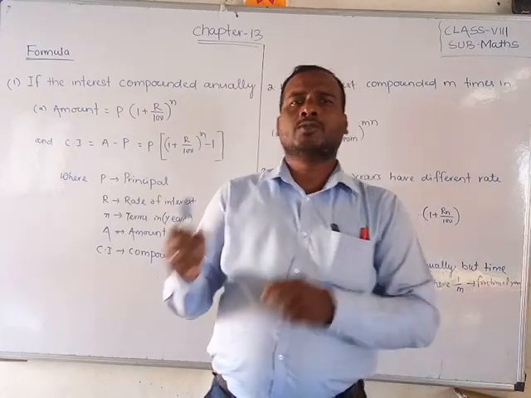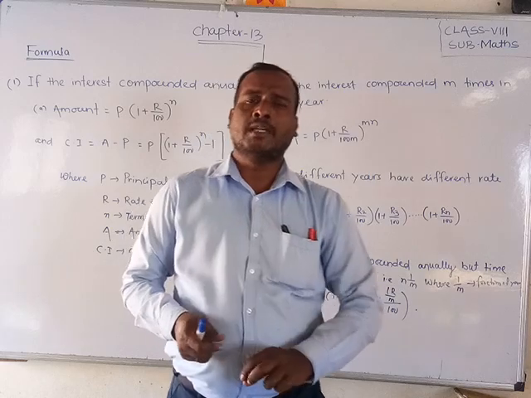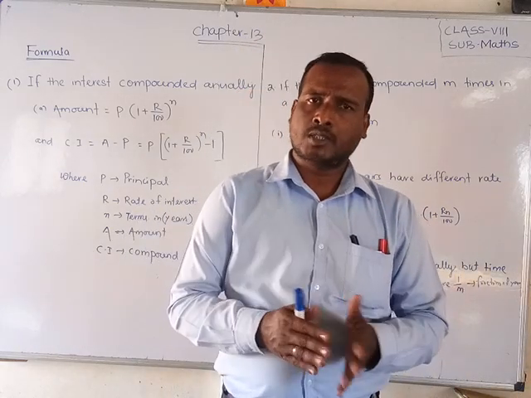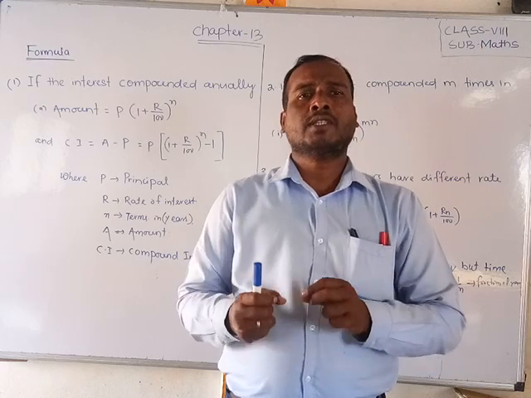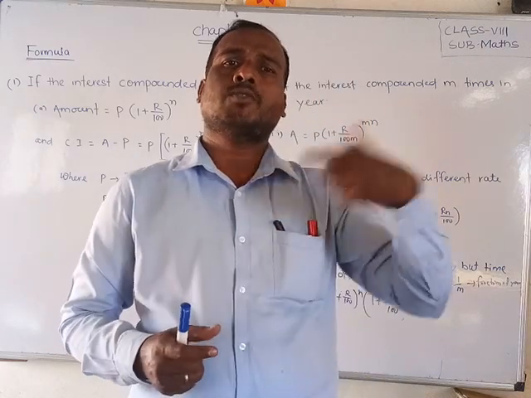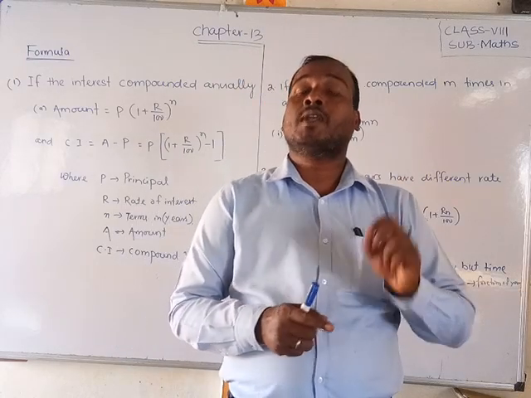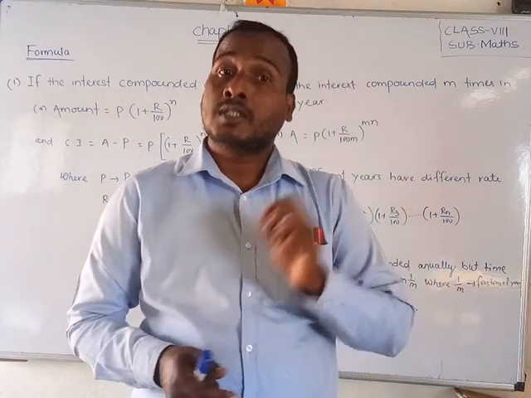According to the instruction, if it is given yearly, then at the end of every year you have to calculate the simple interest. Then whatever interest you get, you add it to the principal and get the amount, and that amount will be the principal for the next year.